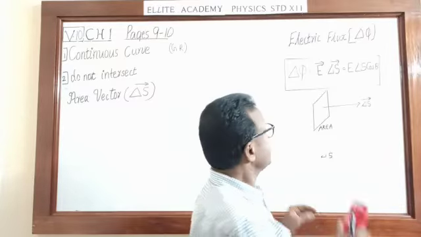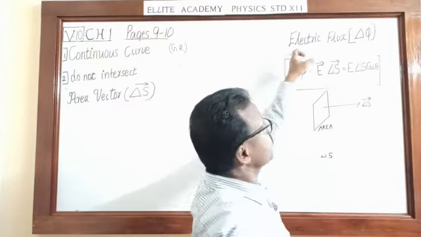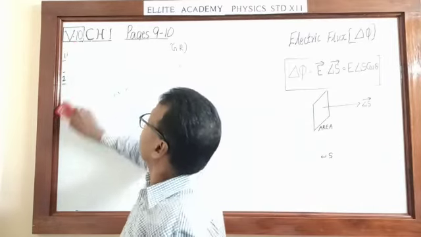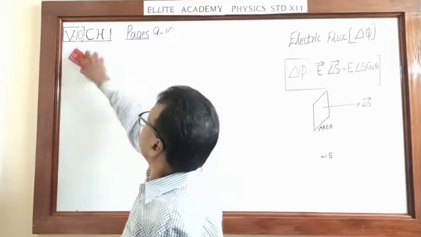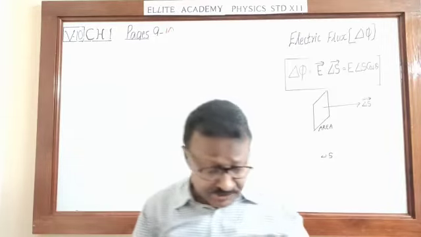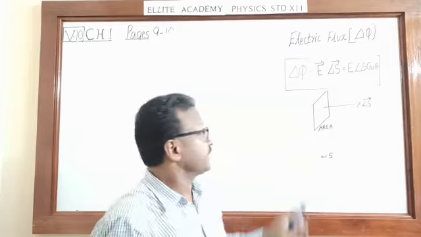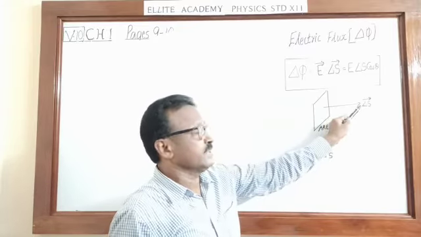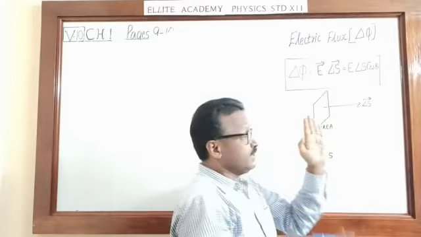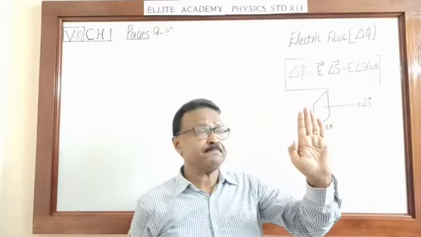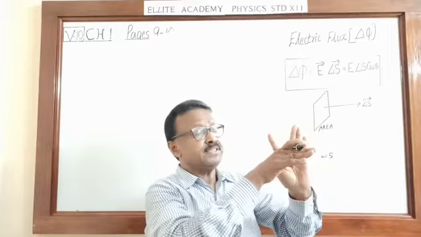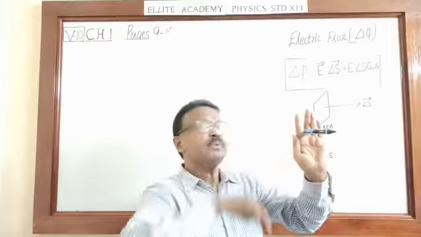We got the concept. Now we want to introduce what is called electric flux. Electric flux, that is a main concept in physics. How we understand that? I am having an area that I represent by a vector delta S. This is a plate, this is my palm I am representing. It is having some area, let us say 50 centimeters square. Let us say this is going to be the area vector, delta S.